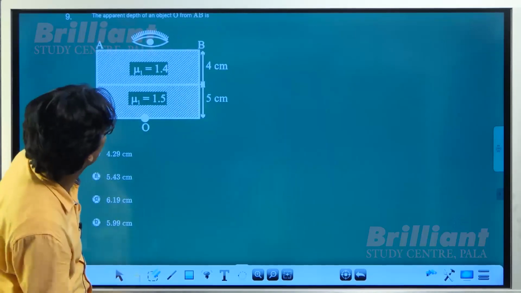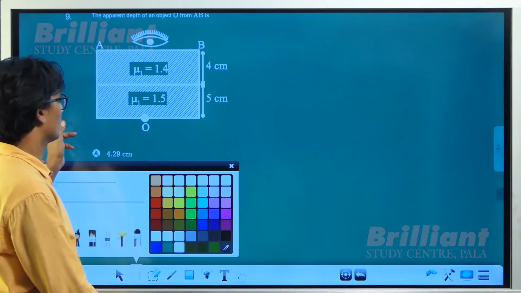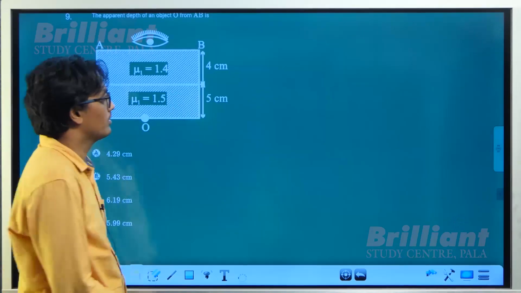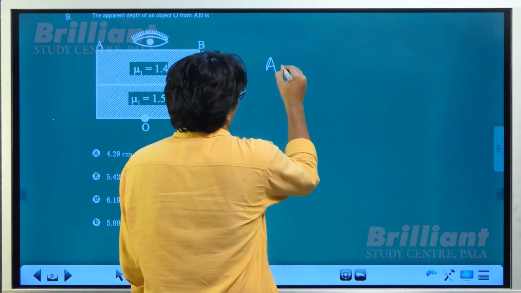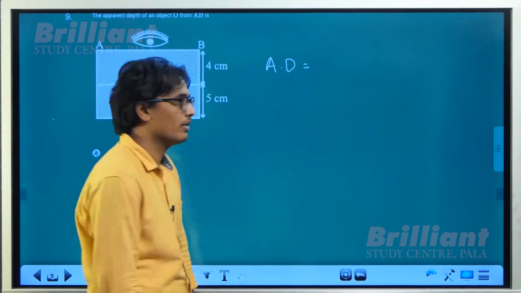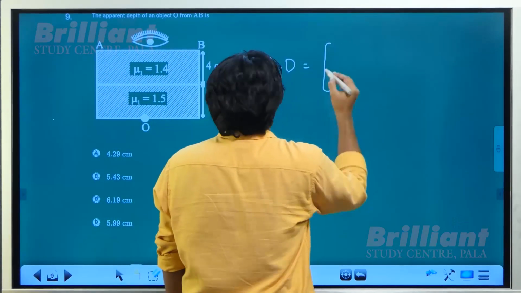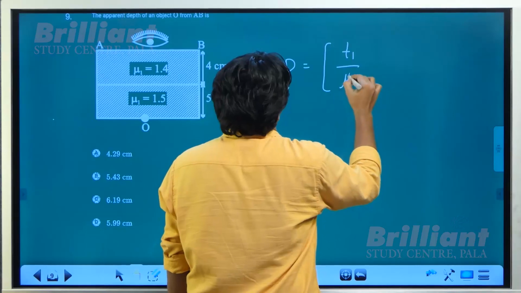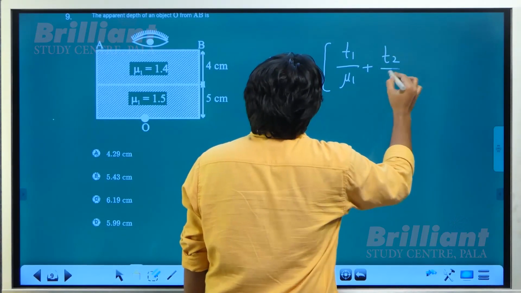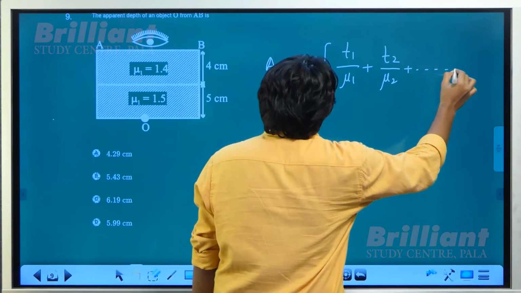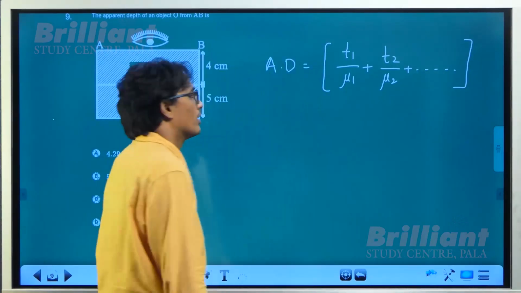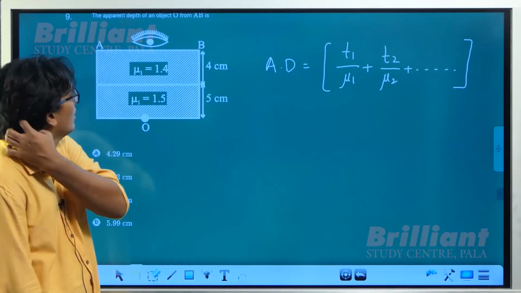Okay. The apparent depth of an object O from AB. So when you have glass slabs like this, apparent depth formula can be directly written as T1 by mu1 plus T2 by mu2 and so on, where T is thickness.